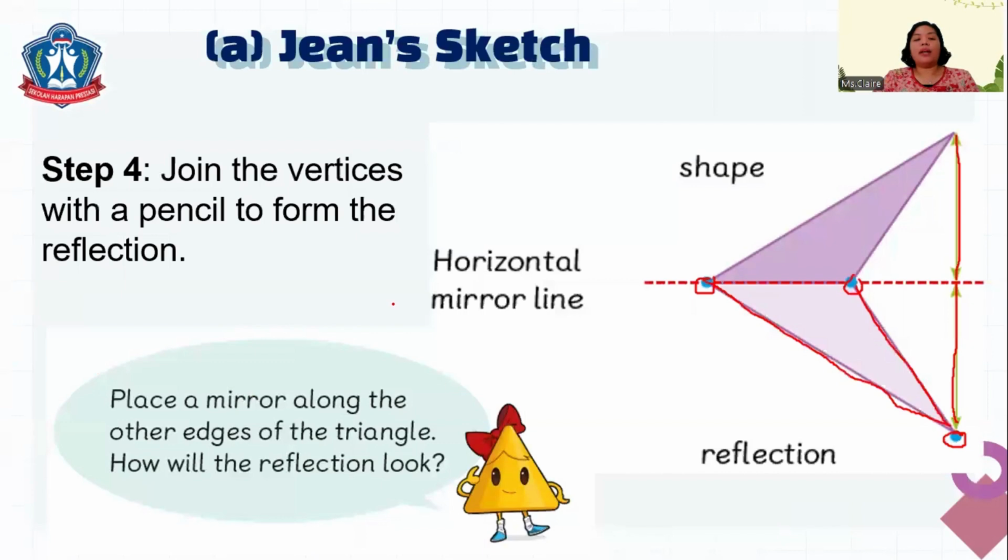Now place a mirror along the other edges of the triangle. How will the reflection look? Yes, it is the same triangle, but an inverted triangle. It's not in the same position as the original shape, because that's how reflection works. So during our class, P3, we will do some reflections of 2D shapes.